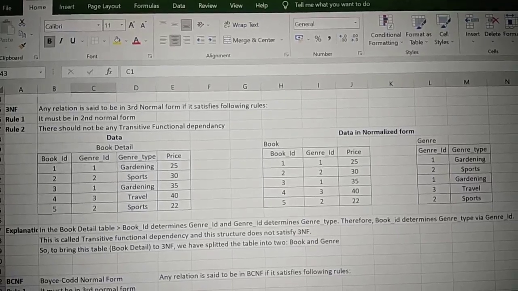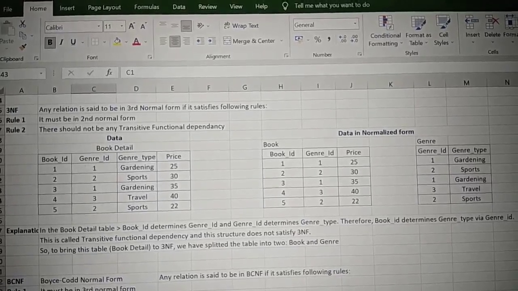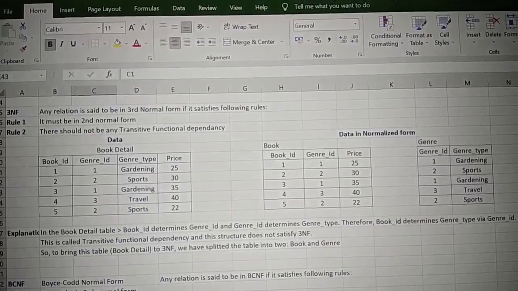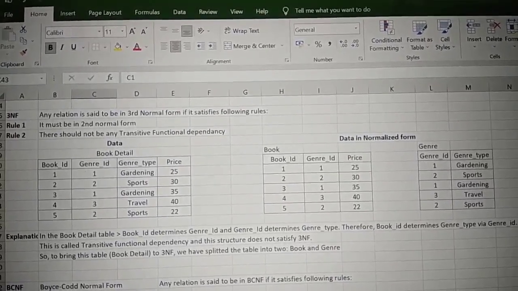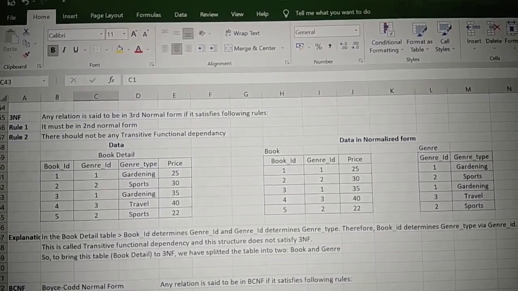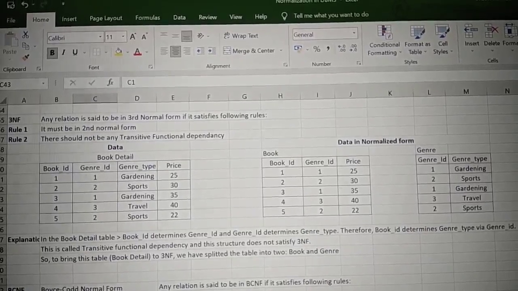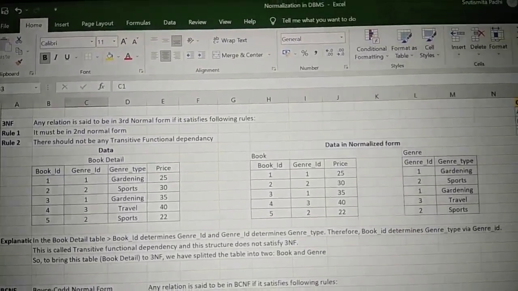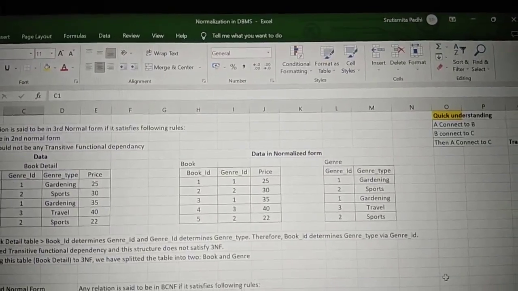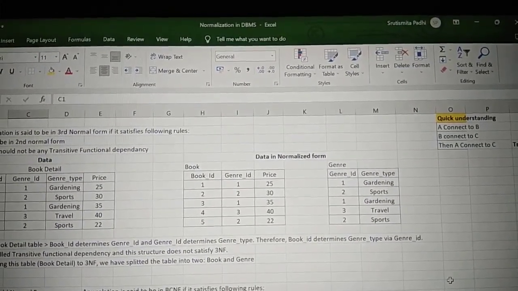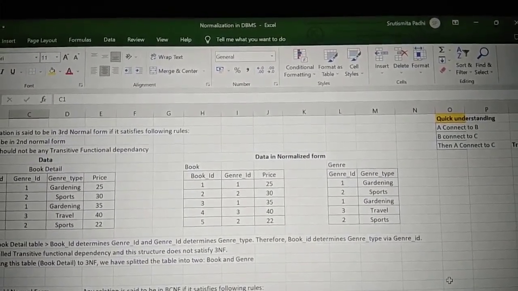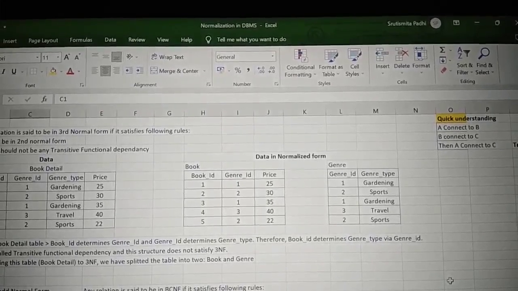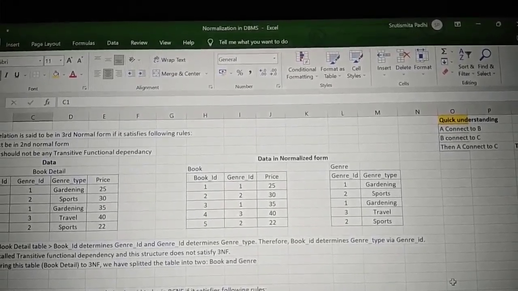What is 3NF? Any relation is said to be in third normal form if it satisfies the following rules. It must be in second normal form, and there should not be any transitive functional dependency. Now what is transitive functional dependency? Let's go to a quick understanding. A connects to B, B connects to C. This way A connects to C. That's called transitive functional dependency.